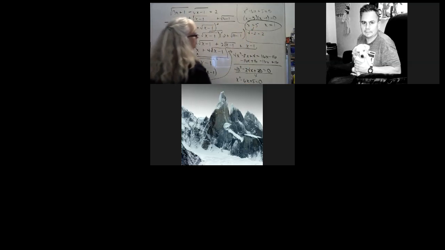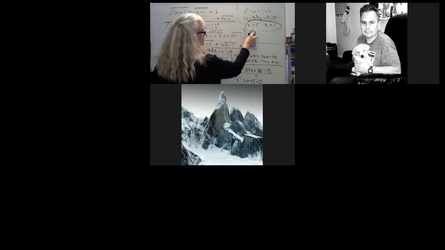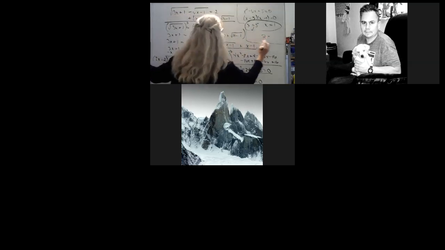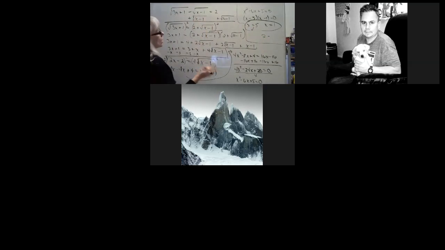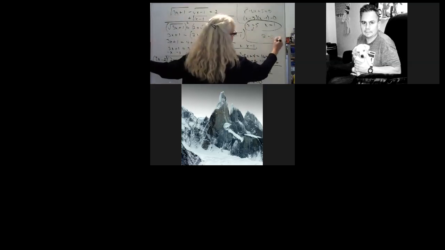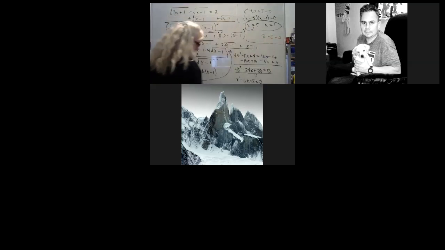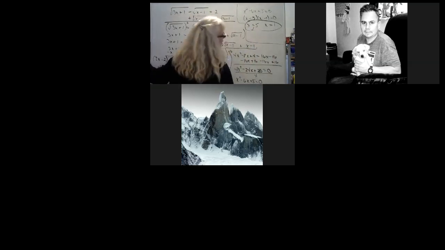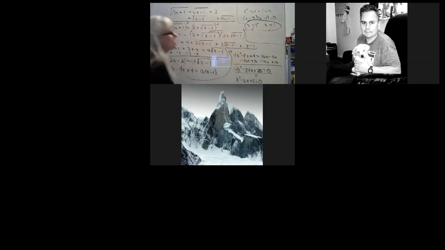Let's go check the 1. See if the 1 works. Okay. 3 times 1 is 3, plus 1 is 4. Square root of 4 is 2. 1 minus 1 is 0, and square root of 0 is 0. So 2 minus 0 also equals 2. So they both work. Highly unusual, but sometimes that happens. So both answers do work.